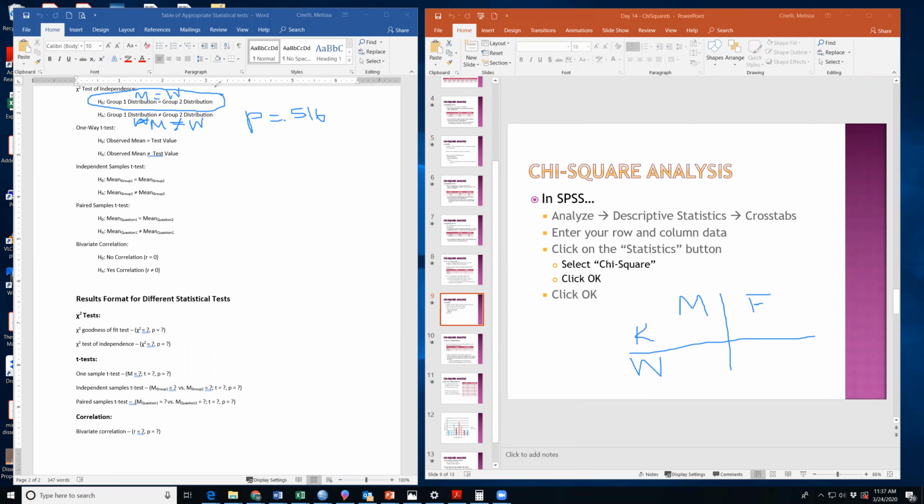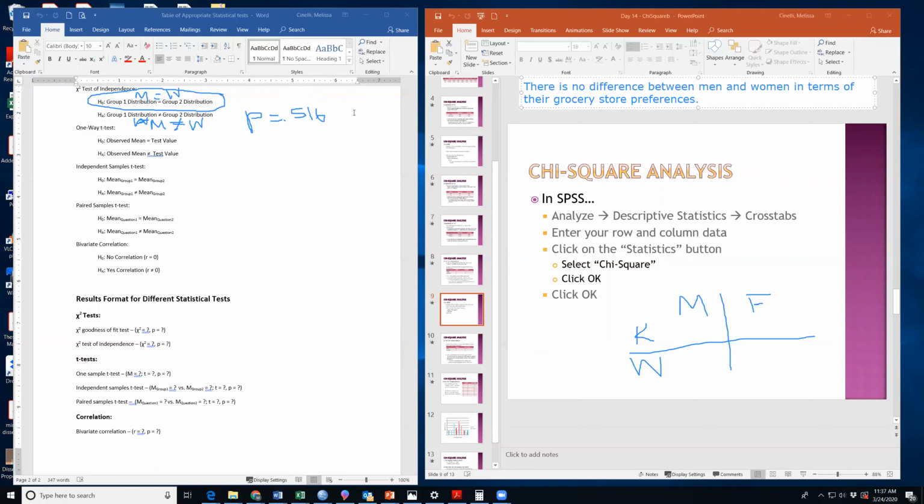If we wanted to write out our conclusion in plain English, and this is what you are going to have to do when you write the final paper, I would write something like: there is no difference between men and women in terms of their grocery store preferences. So there's no difference. Men and women are the same.